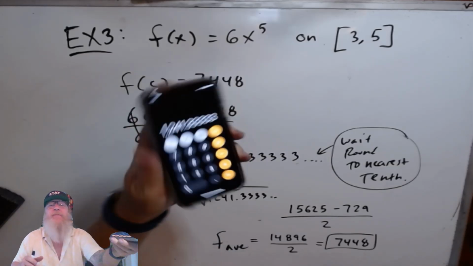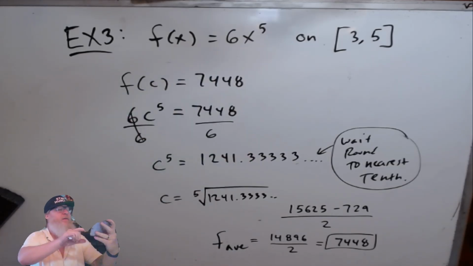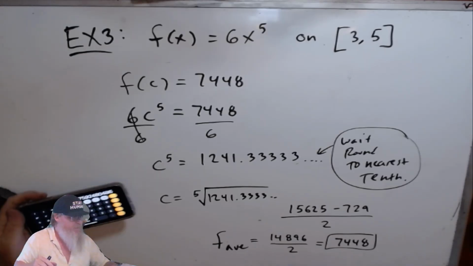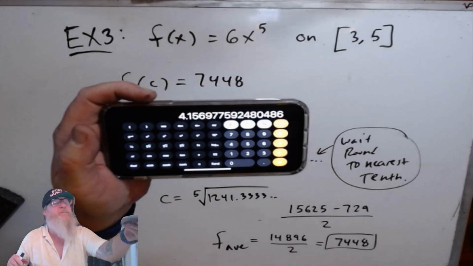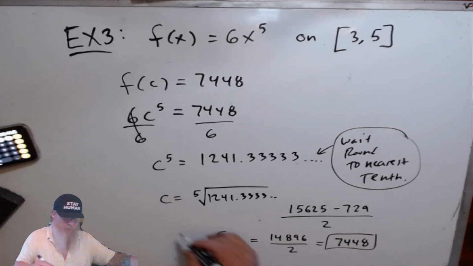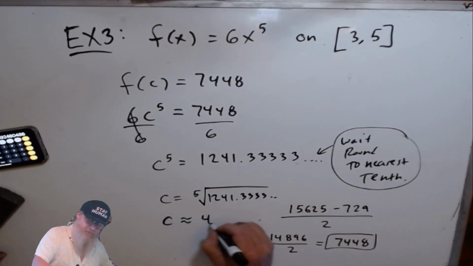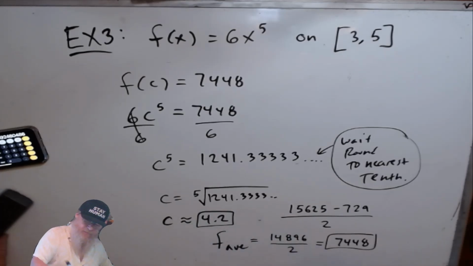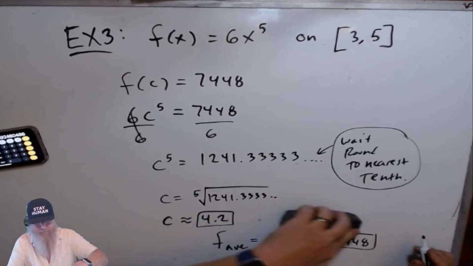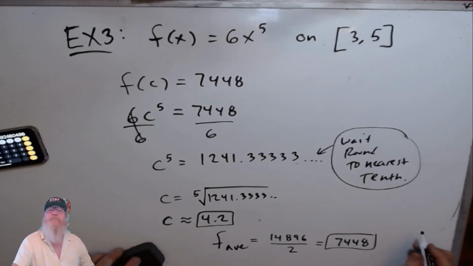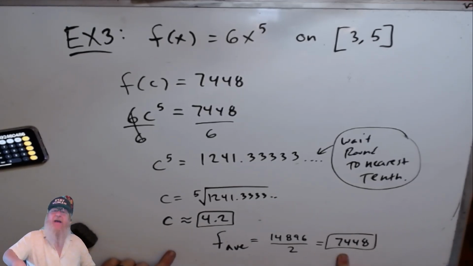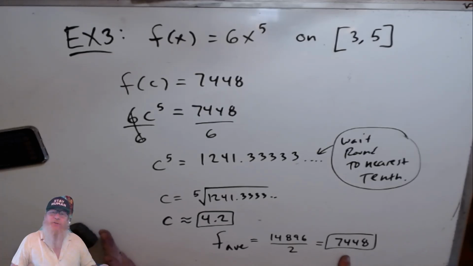I just keep it in my calculator and then I round it when I'm done. So the 5th root: 4.15, so 4.2. All right, so this is your f, and this is your c. I'm not going to check it, but you can check it.